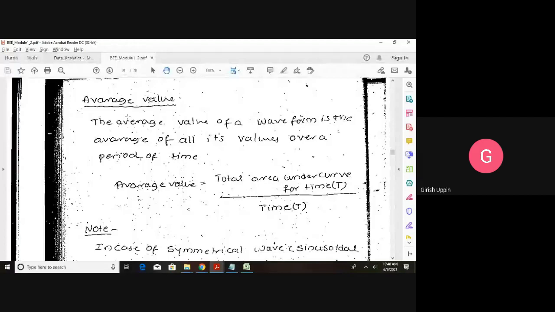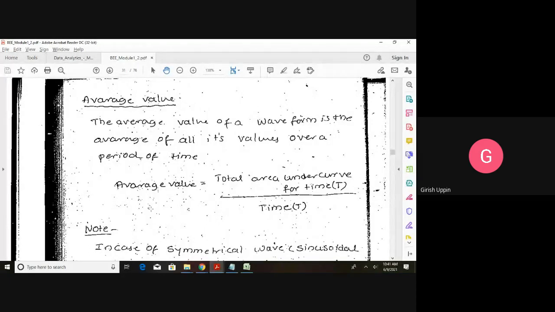Average value of a sinusoidal waveform is equal to the total area under the half curve divided by the time period. Okay, so average value is what? The average value of the waveform is the average of all values over a period of time. As I told you, we consider the time period as just the half cycle for the sinusoidal waveform. Why half the cycle? Because a sinusoidal waveform is a symmetrical waveform.